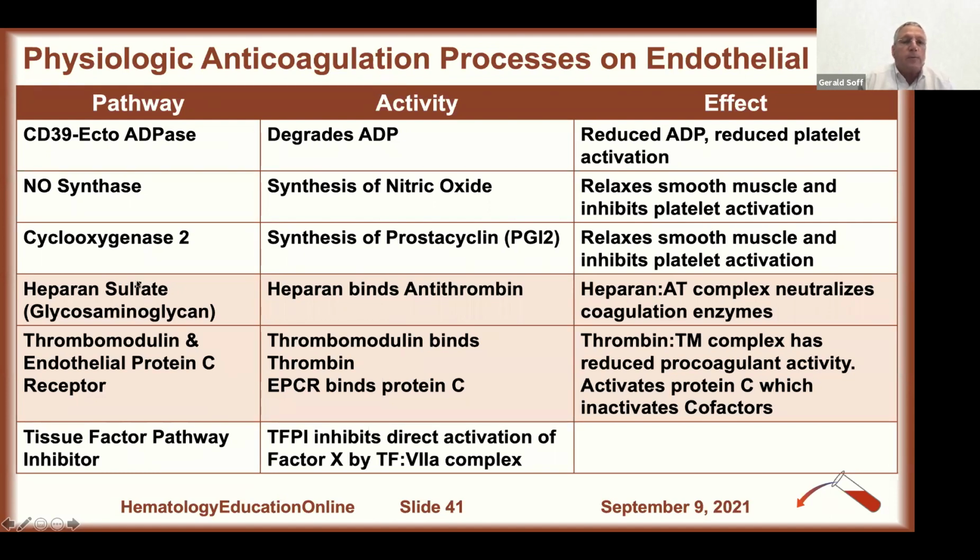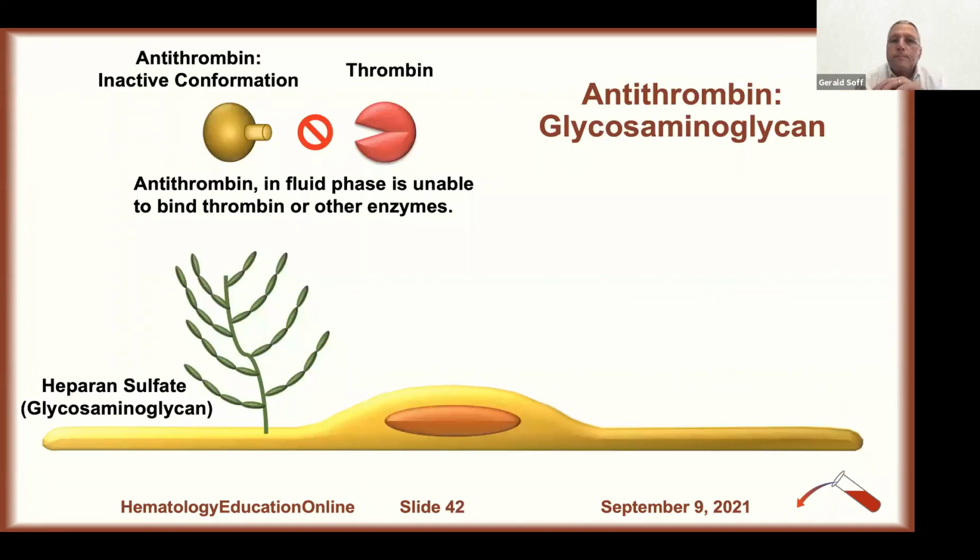There are two critical pathways that are endothelial cell dependent that turn off the coagulation system: heparan sulfate using antithrombin, and the thrombomodulin, protein C, protein S pathway, which we'll talk about in a few moments. And we already talked about tissue factor pathway inhibitor, which blocks the direct conversion of factor 10 to 10A by the tissue factor-7 complex. So this is endothelial based, and that's why it only works in vivo, not in vitro, because you don't have endothelial cells there. So we're going to first talk about antithrombin and glycosaminoglycan.